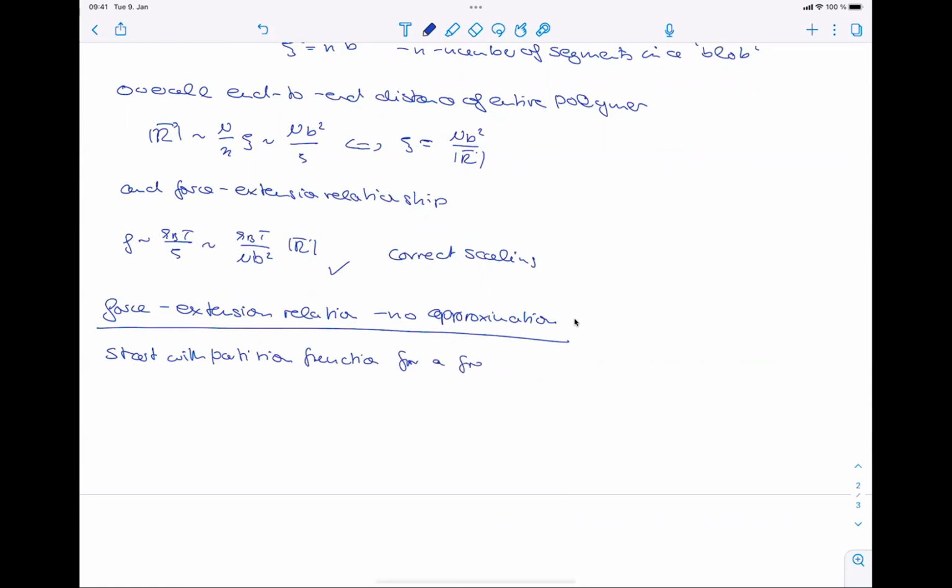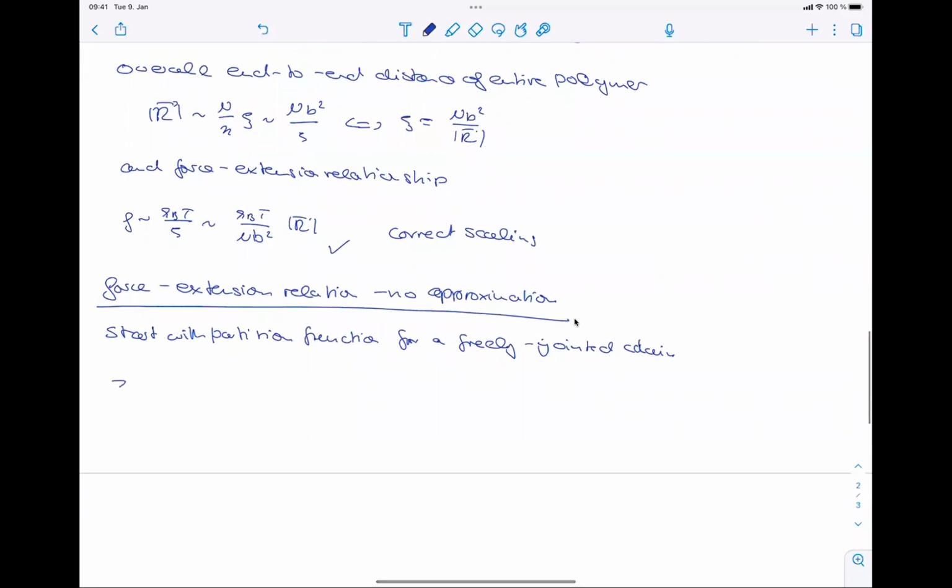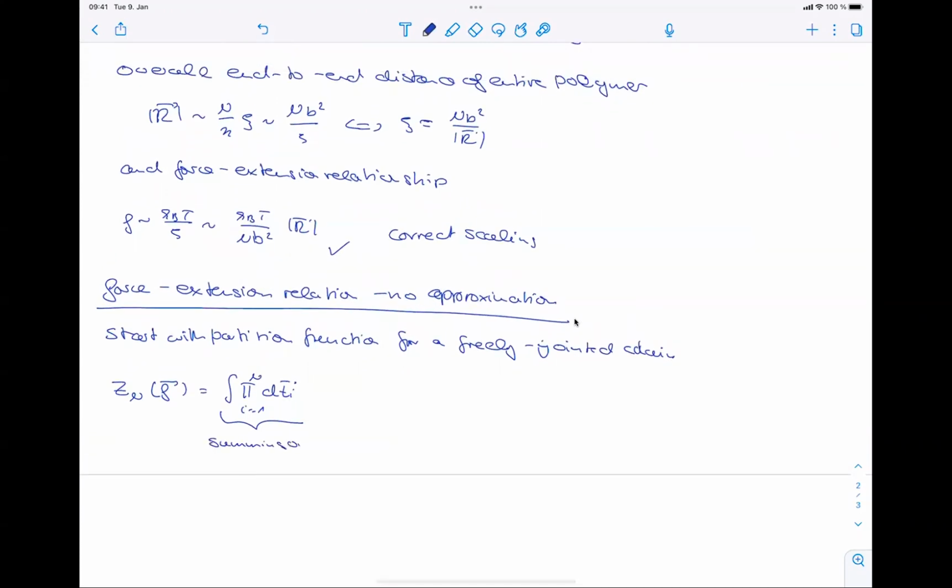For a freely jointed chain of n segments, and we have this force applied, that's then summing over all states again. So sum over what? Over all states, the statistical weight of every single state that we had before. And now, because we're applying a force, we have an energetic contribution to the states.